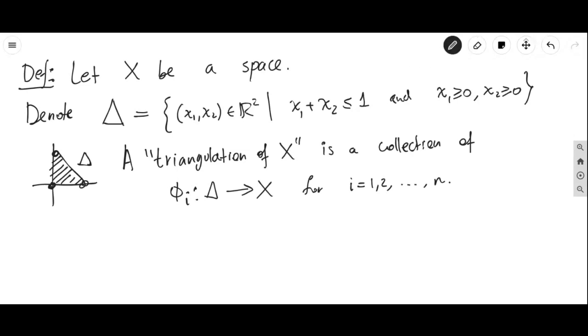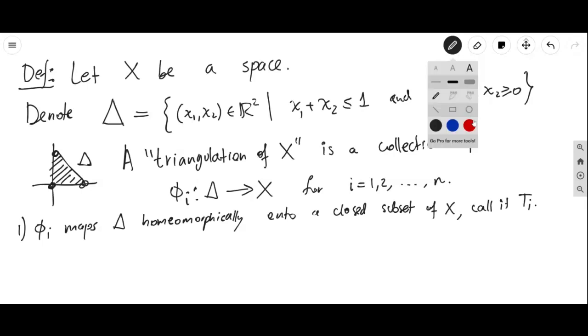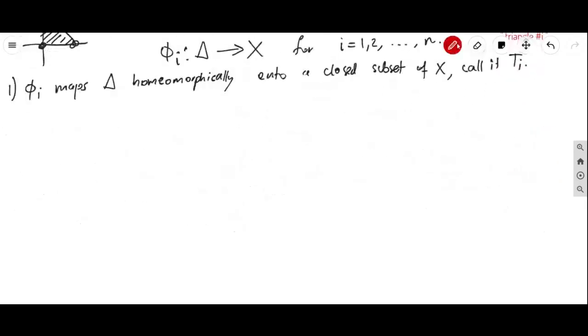And what properties are satisfied? So the first property is satisfied is phi I maps delta homeomorphically onto a closed subset of X. So let's call it Ti. So T for triangle. So this is the triangle number I. Now it does not actually have to look like a triangle, just to give you a picture.